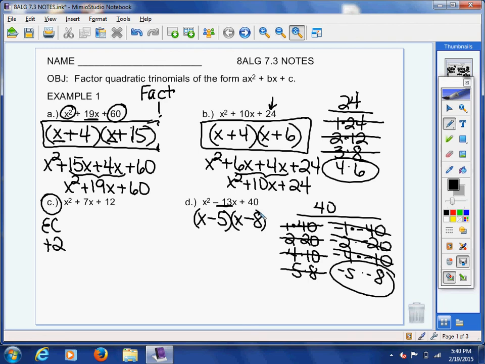The only other thing I would have you do in these beginning stages, because we're still learning, go ahead and FOIL. Make sure it actually does work. So let's do first, outer, inner, last. And of course, when we add those two in the middle, you're going to get negative 13 as we thought.